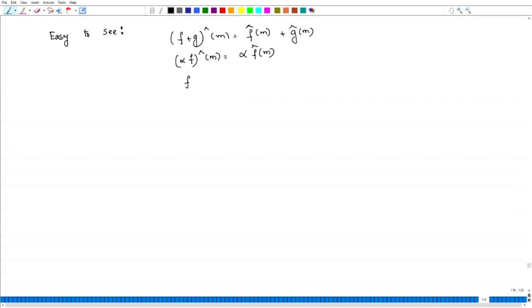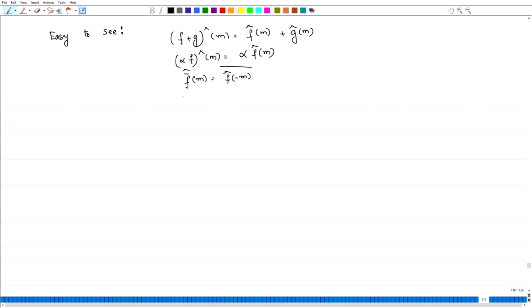Now, if I take f bar instead of f and take the m, as we have seen, if we take the bar outside the integral, then you are going to get that this is f hat of minus m, and then bar.